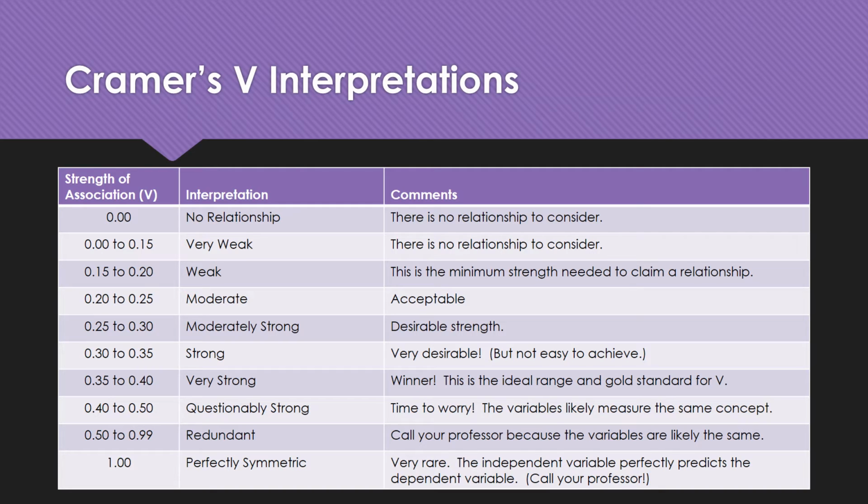Next, we have Kramer's V's interpretation. As we look at this, it shows the strength of the association starting with the 0.00 value, which shows no relationship, and it goes all the way to the value of 1.00, which is perfectly symmetric, and this is very rare. The independent variable perfectly predicts the dependent variable.